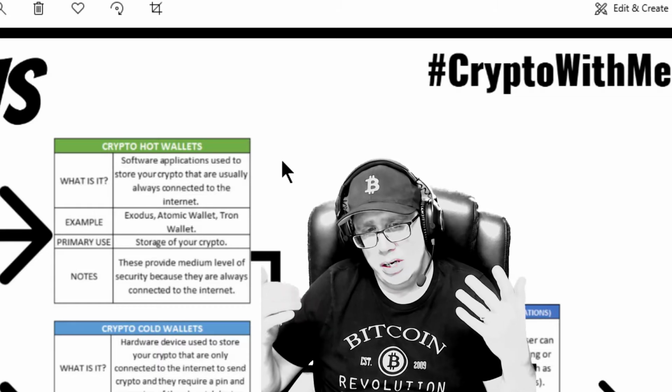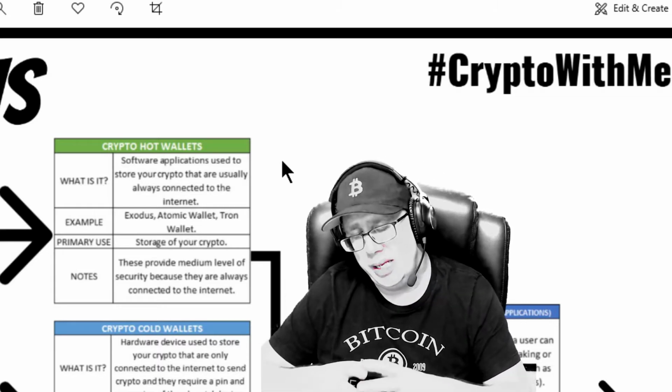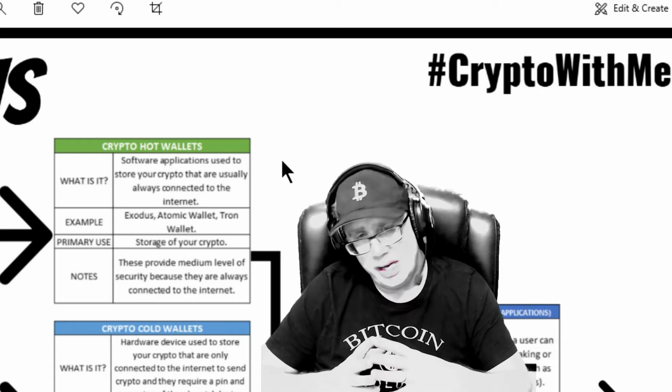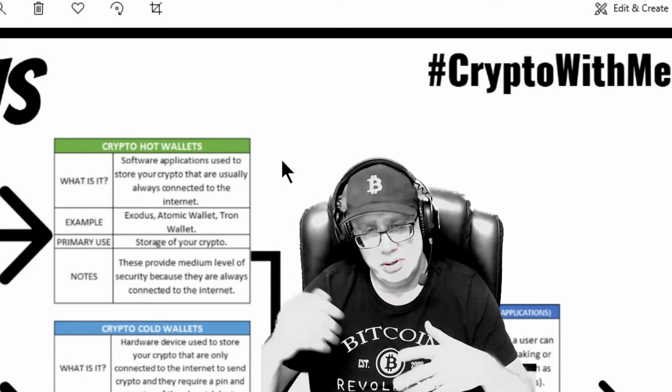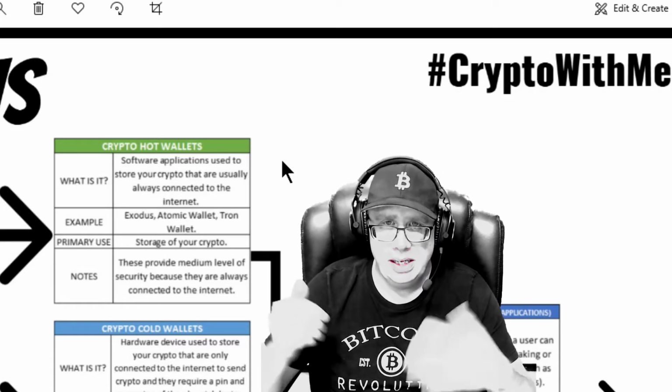So, just keep that in mind, that these are medium security. So these wallets are fine to use. Just you want to keep them to medium levels of crypto. You don't want your whole portfolio in a hot wallet.